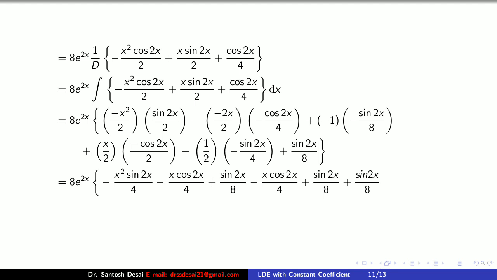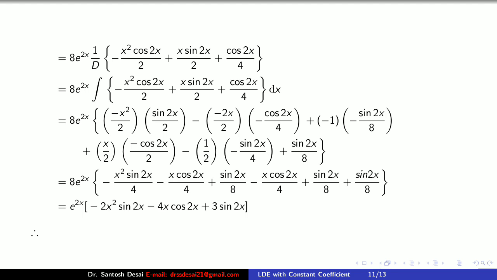Now just multiply this bracket by 8 and simplify the terms again. If I multiply the first term by 8, I get e raised to 2x into minus 2x square sin 2x. Now if you check the second term and fourth term, both are the same. So multiply these two terms by 8 and simplifying, we get minus 4x into cos 2x. And finally, sin 2x by 8, there are three terms, so it is 3 sin 2x divided by 8. Multiply it by 8, we get 3 sin 2x. So this is the particular integral of the given function.